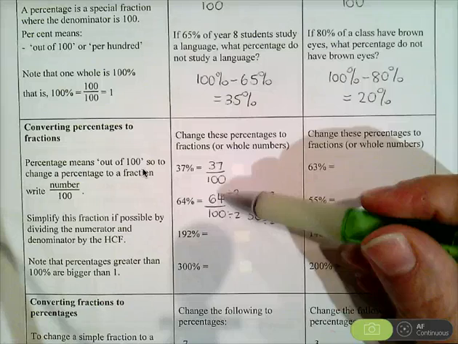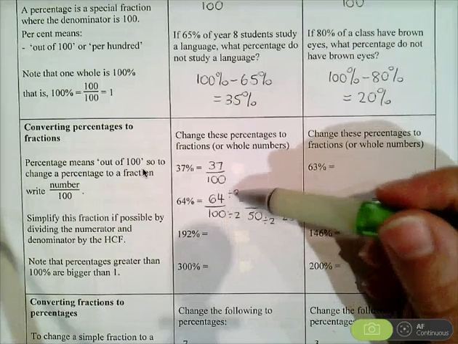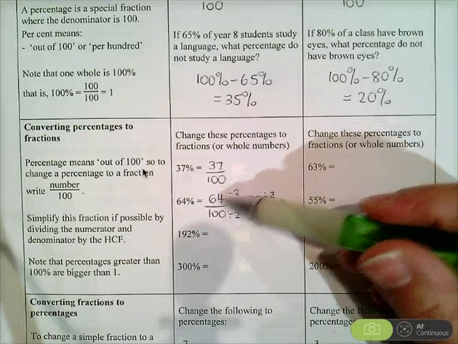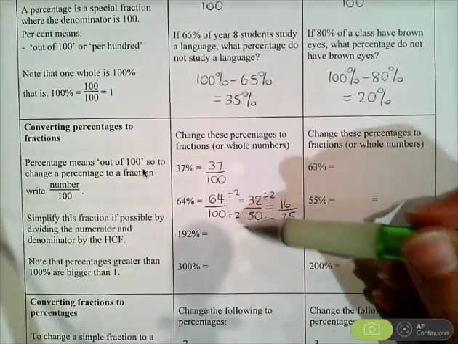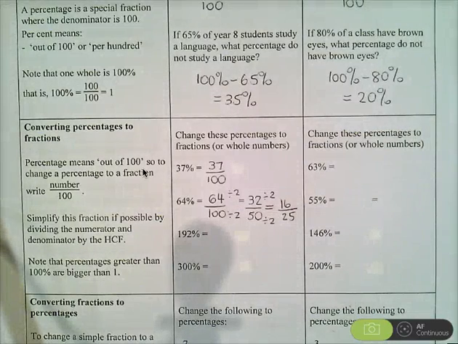Some of you may have realised that, yes, you can just divide both those numbers by 4. You could have just divided 64 by 4 and you would have got 16, and you could have divided 100 by 4 and got 25, and done that in one step. But it's fine to take 2 steps or 3 steps or however many steps you need to take.